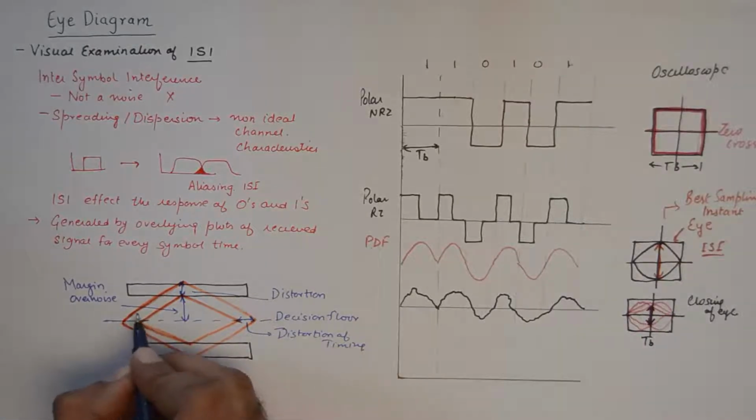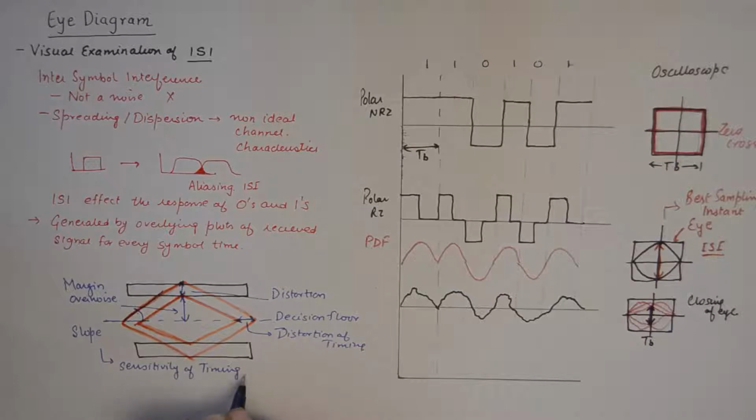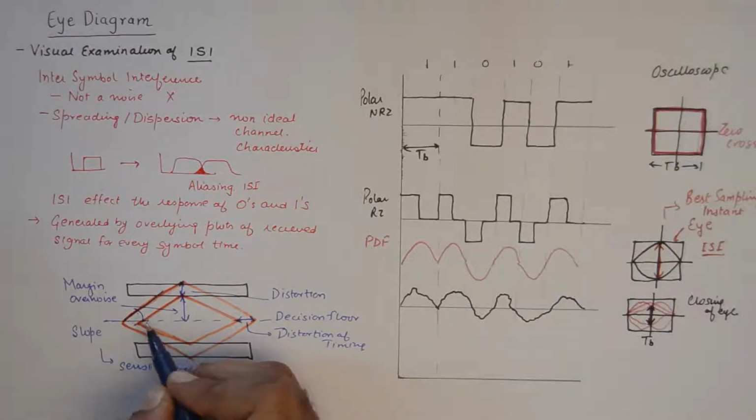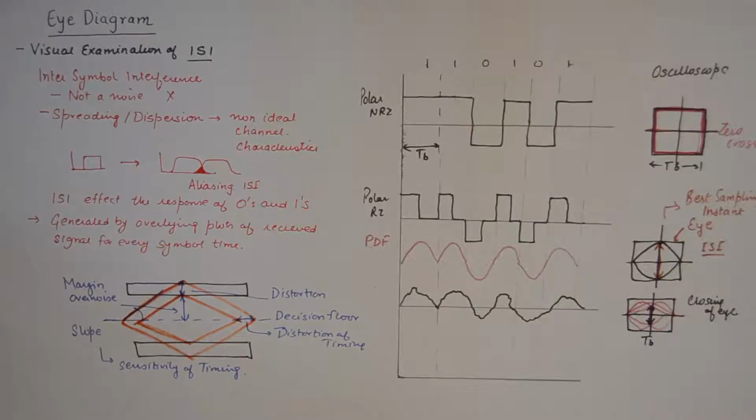And this angle, by the way, is the slope, which decides the sensitivity of the timing. So we need this slope to be as high as possible, because a higher slope will result in higher opening of the eye, and a wide opened eye would represent lesser intersymbol interference.